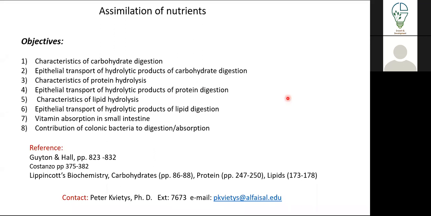Assalamu alaikum everyone. Today I'll be giving you a review session on the assimilation of nutrients lecture from the physiology part of the GIT. This lecture basically tackles how different nutrients get digested and absorbed. So we're mainly going to be talking about carbohydrates, proteins, lipids, and then some assorted stuff, just real quick.